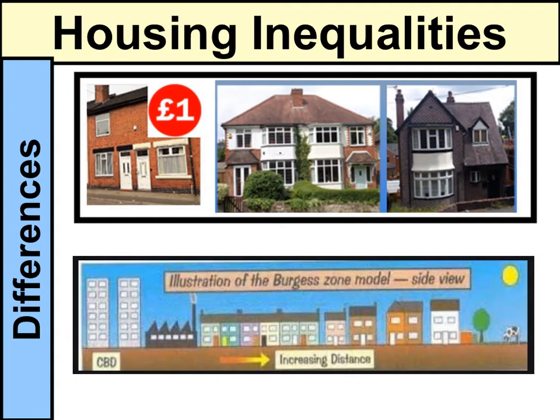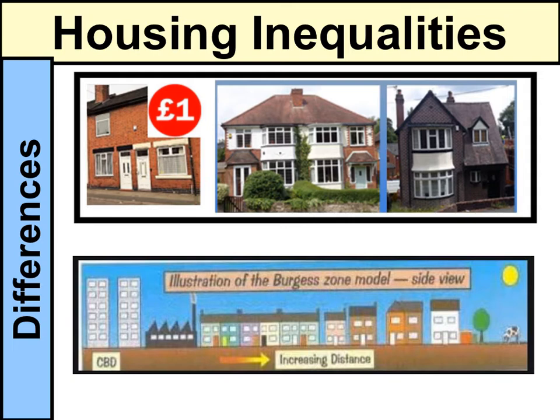At the bottom, you've got what's called the Burgess model. So the Burgess model, a sociologist called E.W. Burgess in the 1930s, he came up with an idea or a model. And he thought that he'd noticed a lot of similarities between different cities. In the centre was the Central Business District, the CBD, and the further you went out, the housing changed.